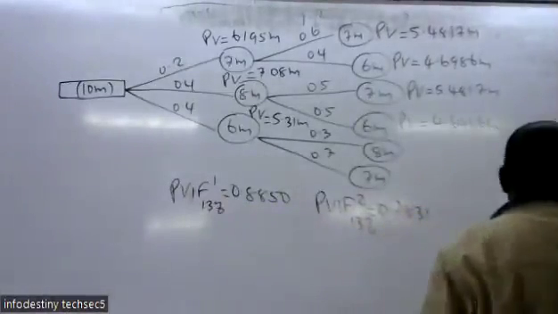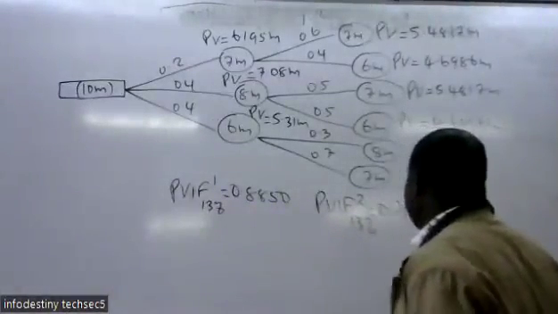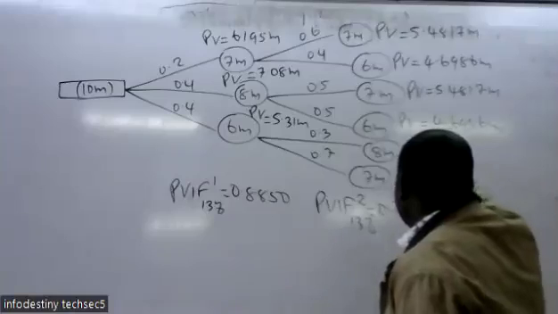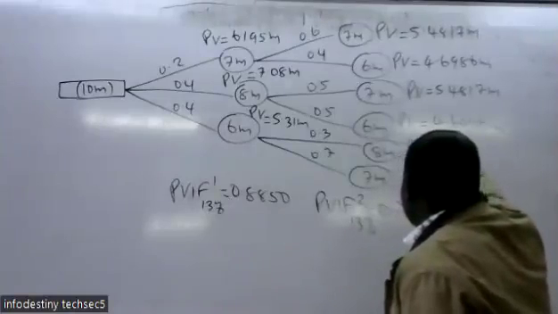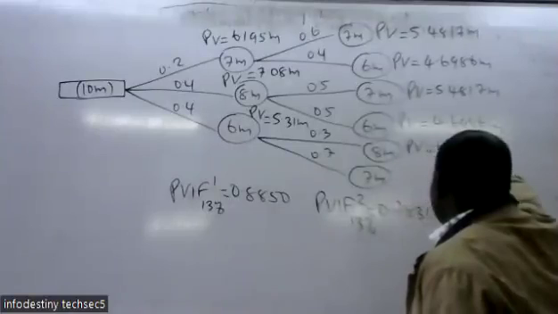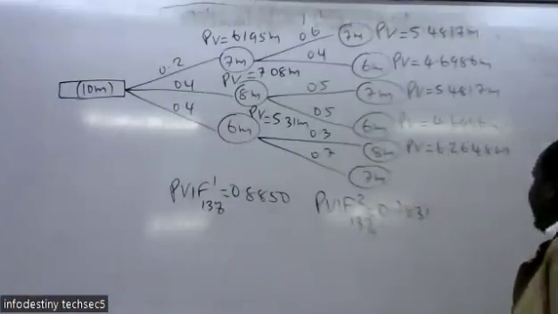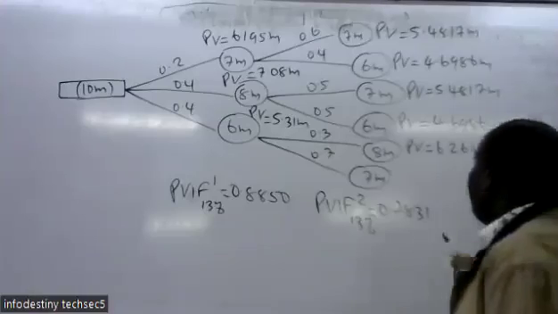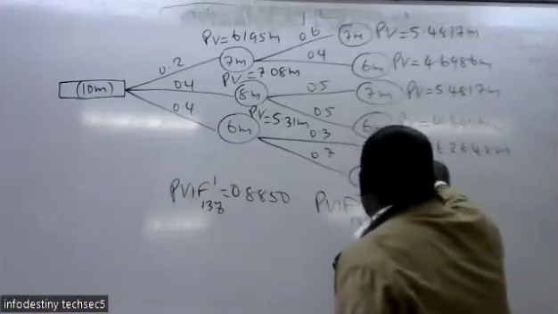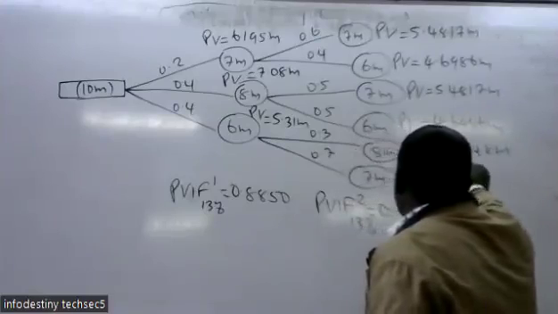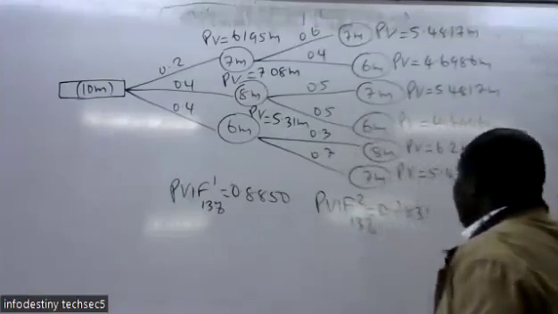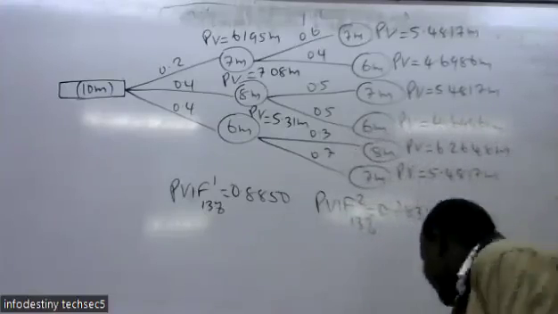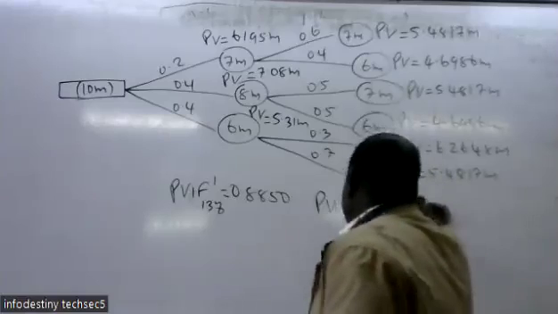So the one for 8 million is which value? 8 not 5, 0.7831. 6.26. 6.2648. The one for 7 million we already had. It was 5.4817. So we have now discounted those cash flows.